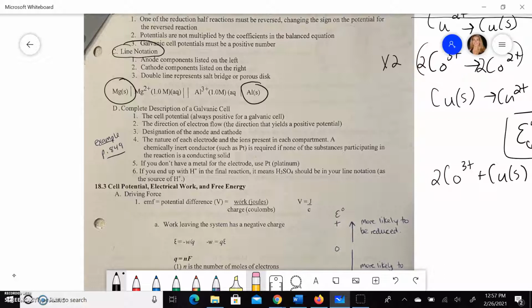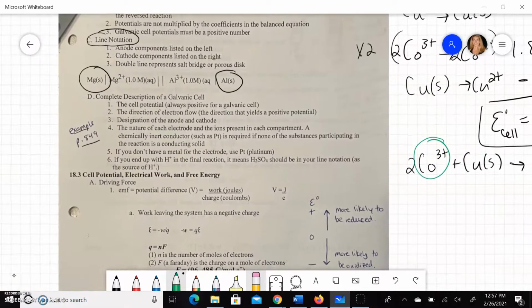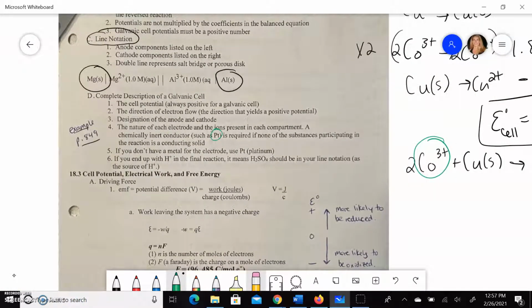You also need to make sure you label the electrodes, and sometimes you won't have an electrode because over here we're going from a cobalt ion to another cobalt ion, and both of those are in the solution because they're both ions, so there's no solid cobalt electrode that's going to be in there. And so instead you're going to use platinum. So anytime you have two ions that you don't have a solid for, make sure you use Pt as the electrode. And that's what it says right here. And if you end up with H+ in the final reaction, then you should put H2SO4 in your line notation.